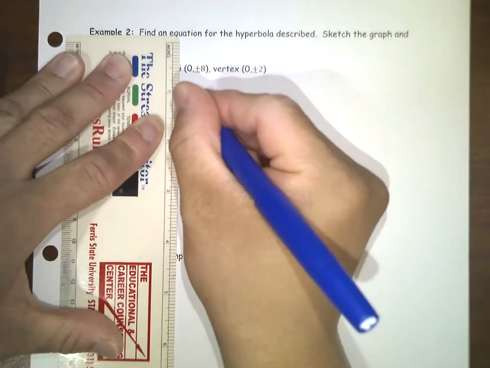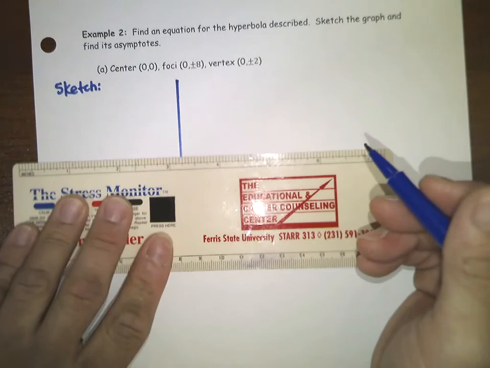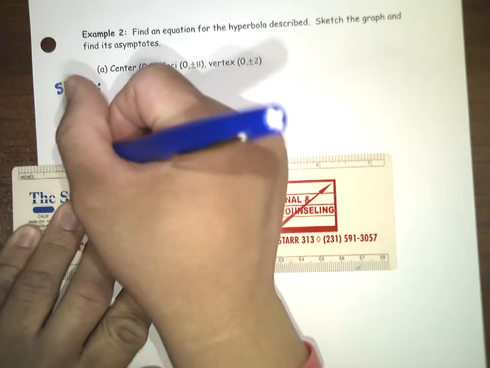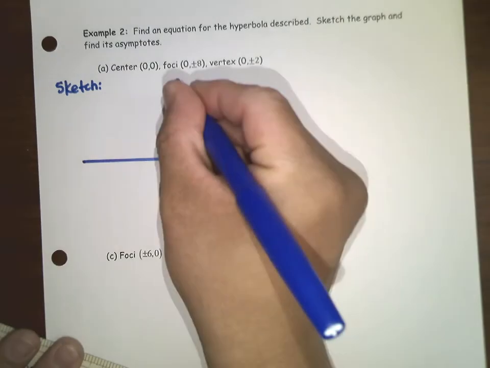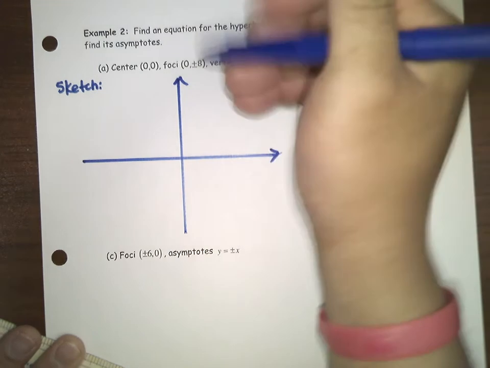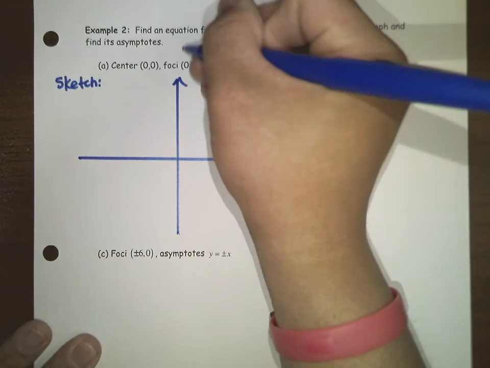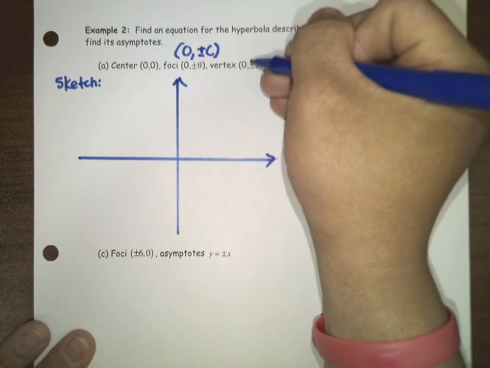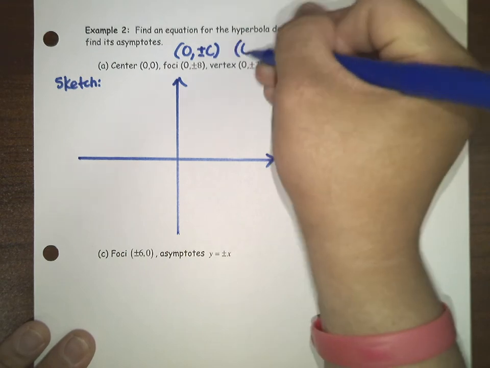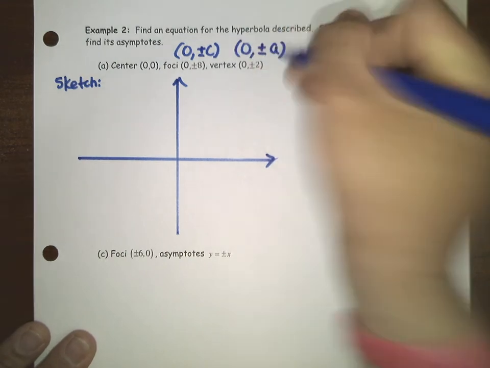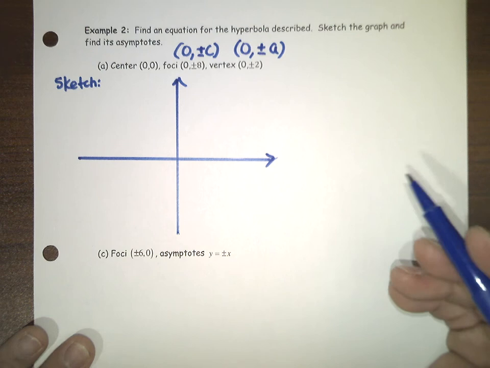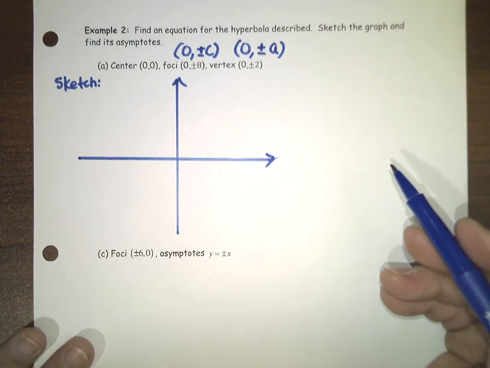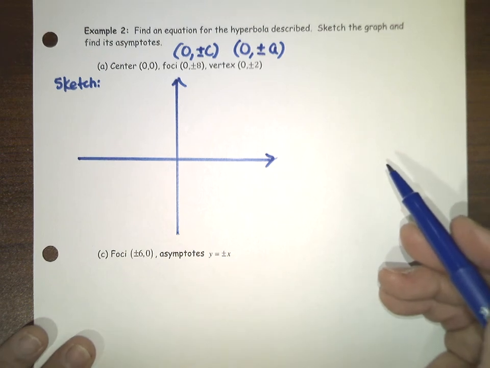So here is the y-axis, here is the x-axis, and they tell us that the foci are at 0 plus or minus 8. So that's 0 plus or minus c, and the vertex is at 0 plus or minus 2, so that's 0 plus or minus a. So I know that because the vertices and the foci are on the y-axis, right?